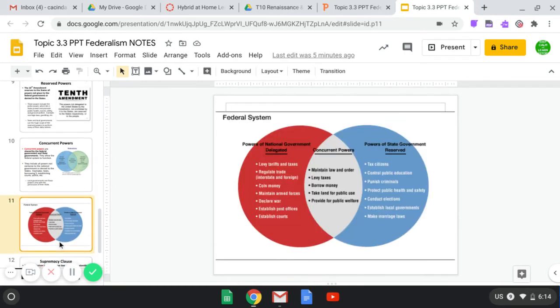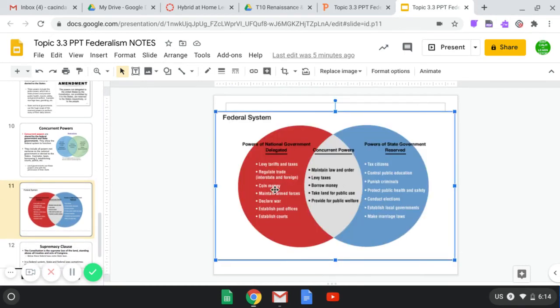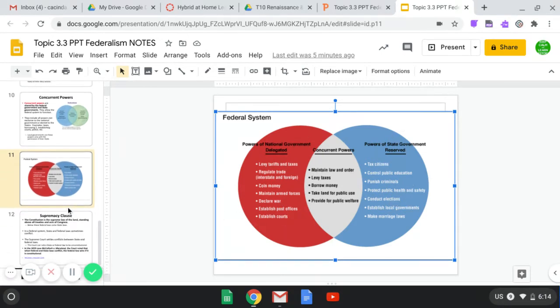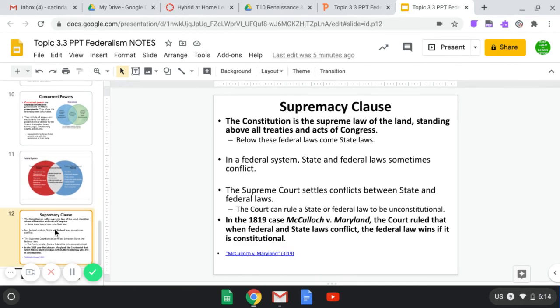And on the next slide is a larger image of the Venn diagram that we saw a few slides back that shows which powers fall under delegated, concurrent, and reserved. Our final slide is on the Supremacy Clause, and on your hybrid page, there is a video link. It's I think 3-4 minutes, and has a few questions that will help explain this a little bit more.